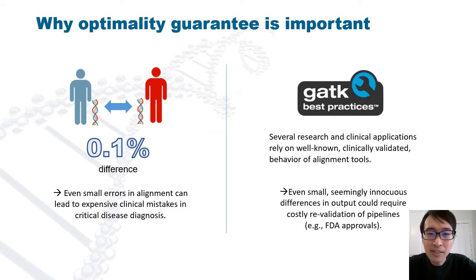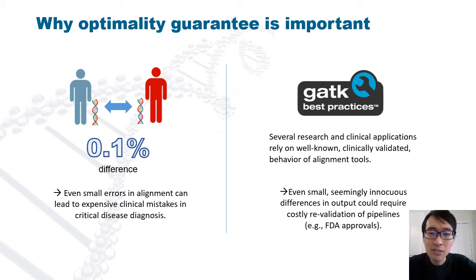First, the differences in human genomes are very small, about 0.1%. Because accurately capturing variance between genomes is the ultimate goal of genome sequencing, even small errors in alignment can lead to expensive clinical mistakes in critical disease diagnosis.